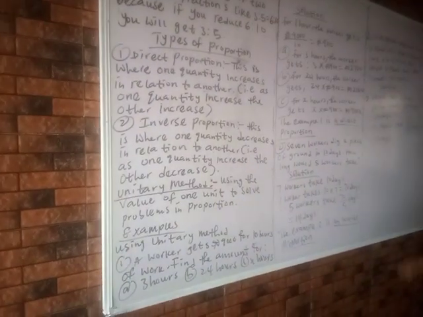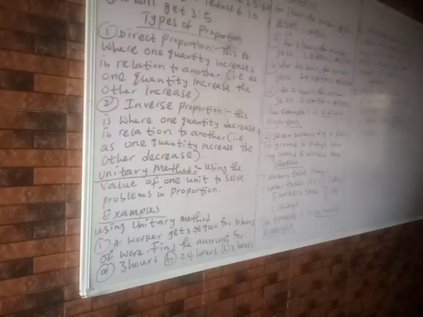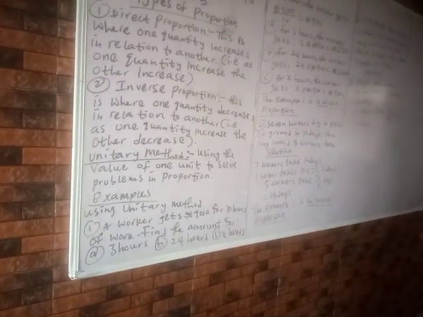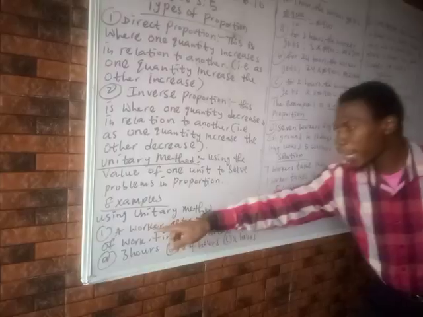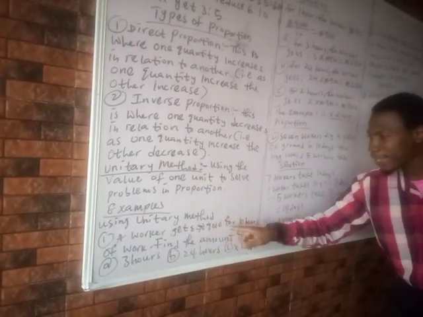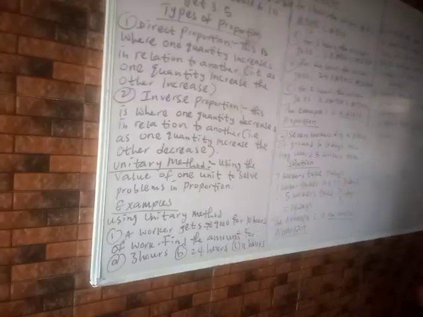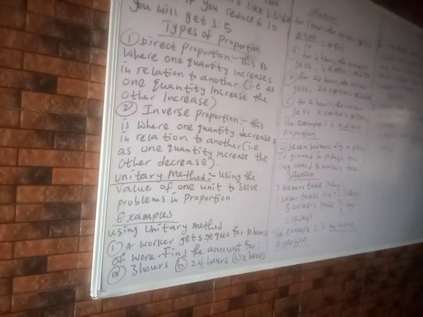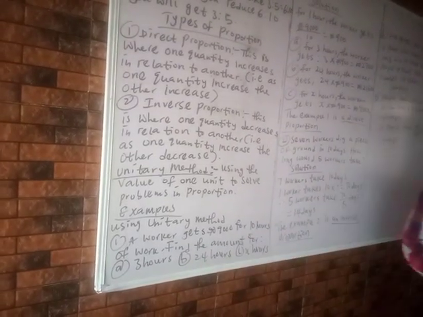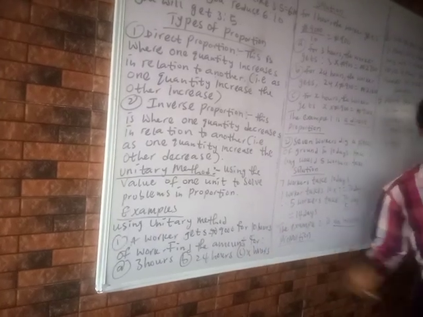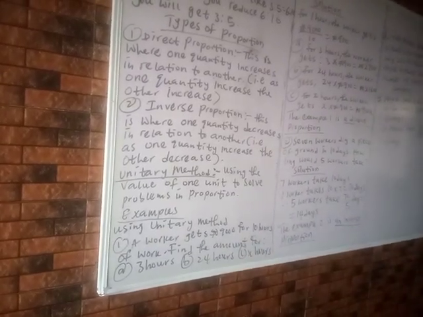Alright, I'm going to solve some examples using the unitary method. Number 1. A worker gets 9,000 naira for 10 hours of work. Find the amount for A, 3 hours. B, 24 hours. C, X hours. Now, how will you solve this problem? You will use the unitary method.